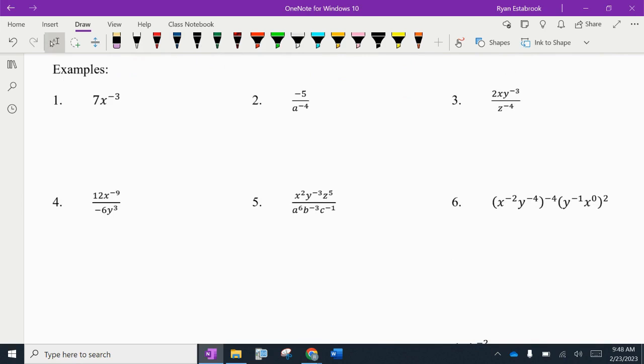A few examples. Number 1, 7x to the negative 3. The negative 3, does it apply to the x?